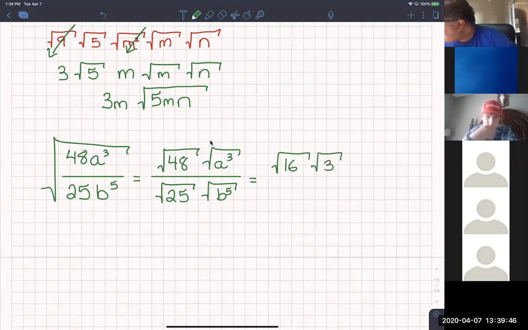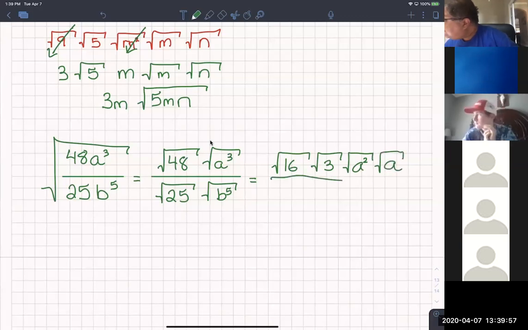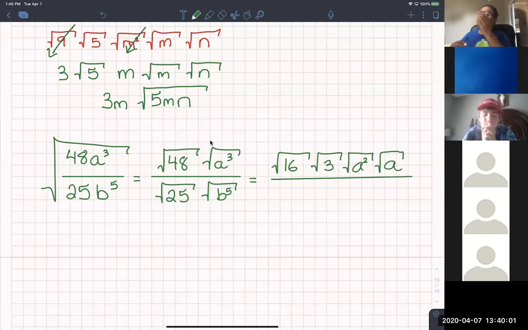Okay. How do I separate a cubed? The square root of a squared and a. Okay, good. Now, what about 25? What happens to the square root of 25? It goes in the square root. No, wait, no. It'll go in the 5. Okay, and how do I separate b to the fifth? b to the 4th, well, square root of b to the 4th and b to the first power.